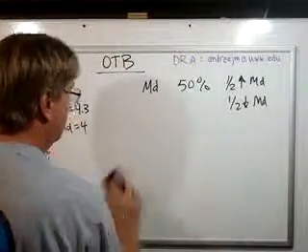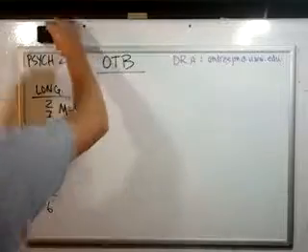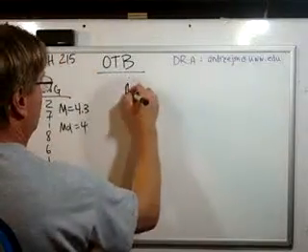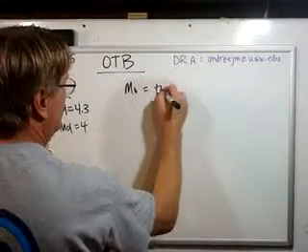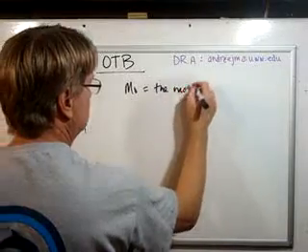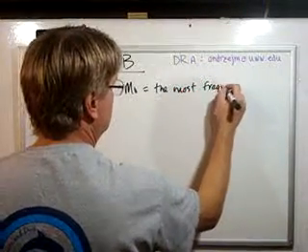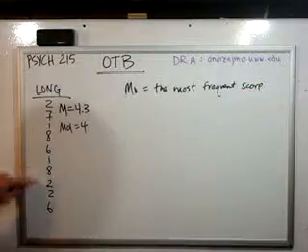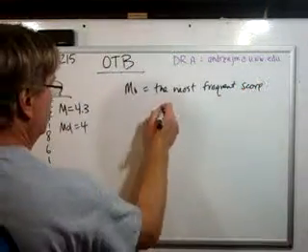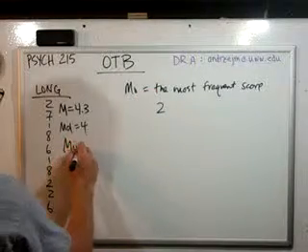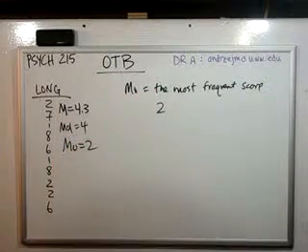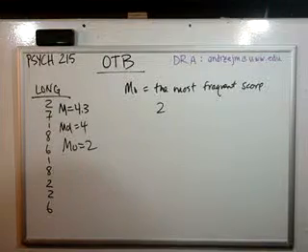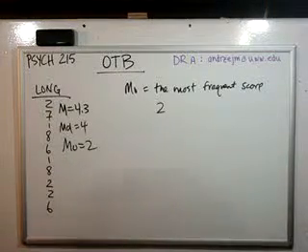If we want to determine the mode, MO, it is the most frequent score. And if we look at all the scores, it looks like 2 is the most frequent score. So that is our data in terms of characterizing it in terms of central tendency.